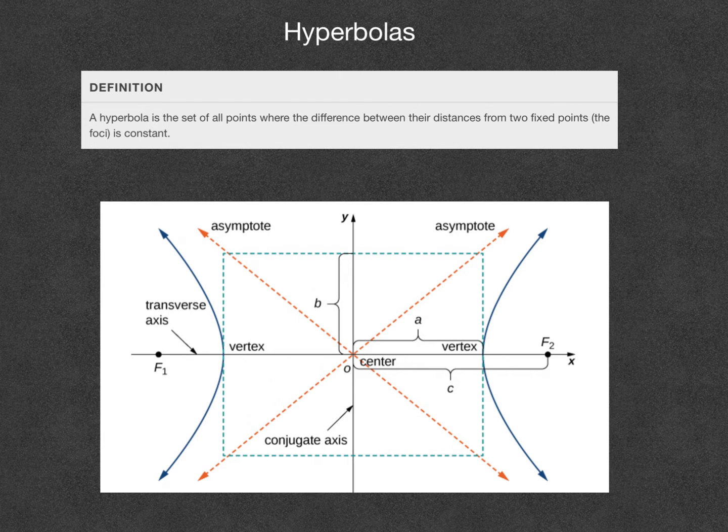B over A is the slope of these two asymptotes, and then negative in the case of this direction, when the vertices are in the x direction. That way, we can also have hyperbolas like this, and the slope would just be the opposite. It'd be A over B.